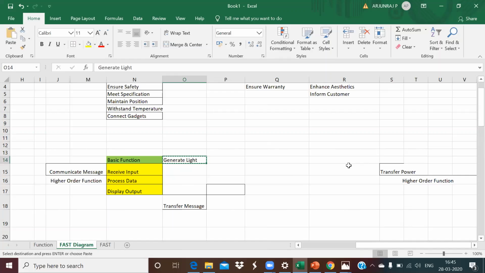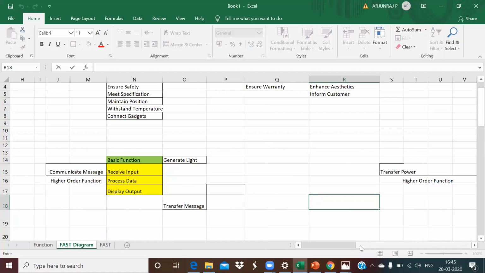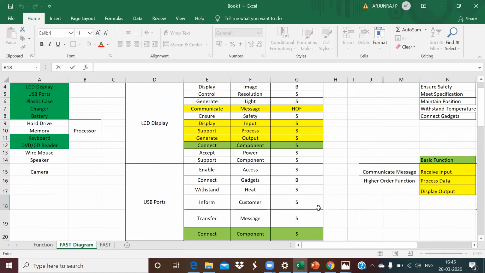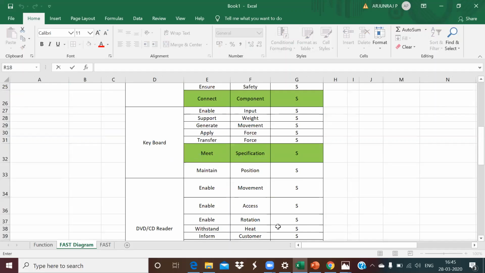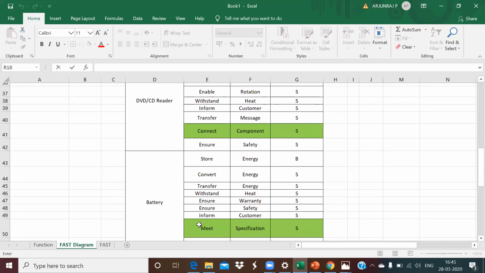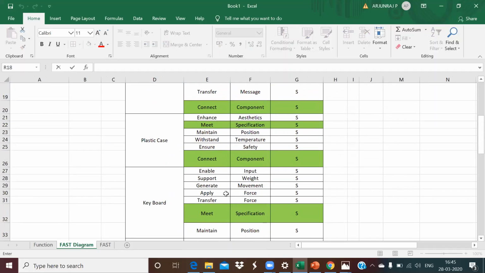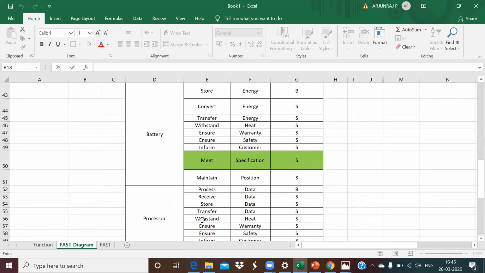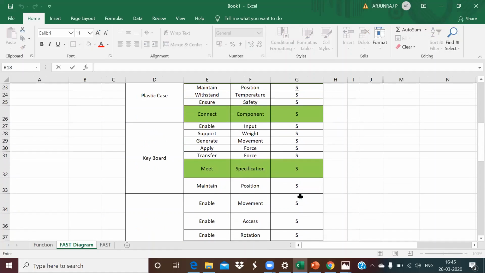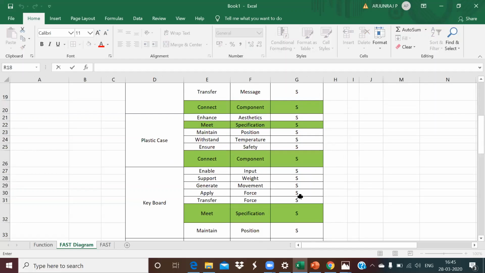Keyboard or a mouse, we input. How is the input coming to the monitor or the laptop? It is coming from the keyboard or the memory, or the processor. So we need to look at the keyboard and processor. Go for the keyboard. Enable input.